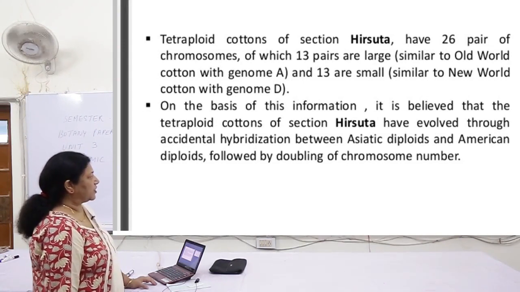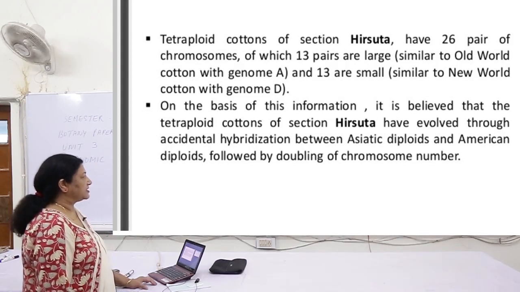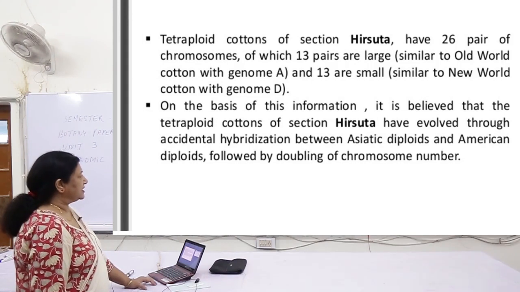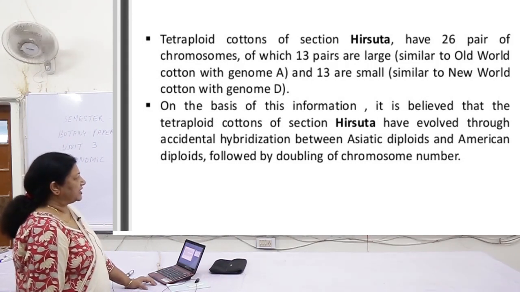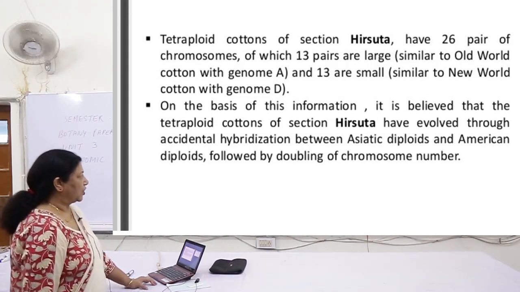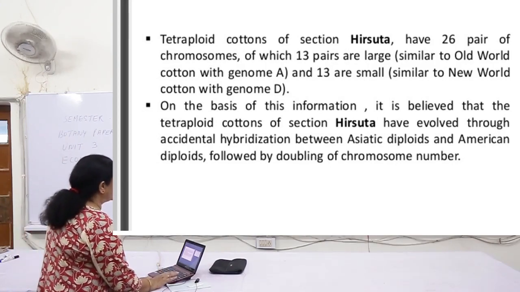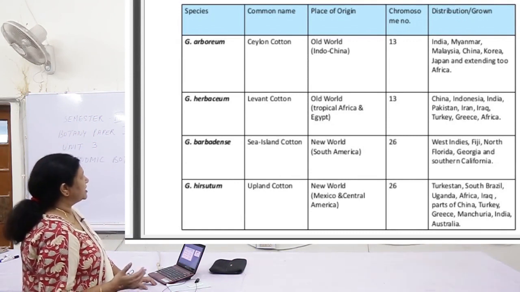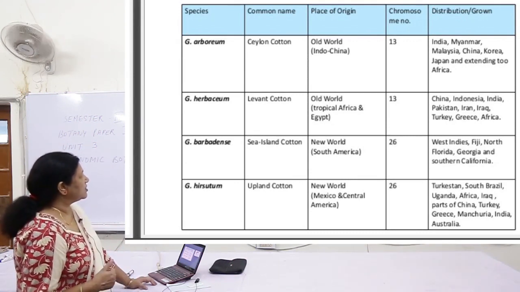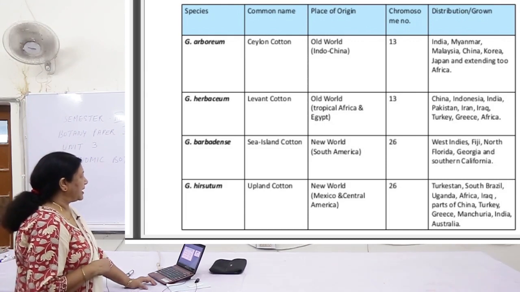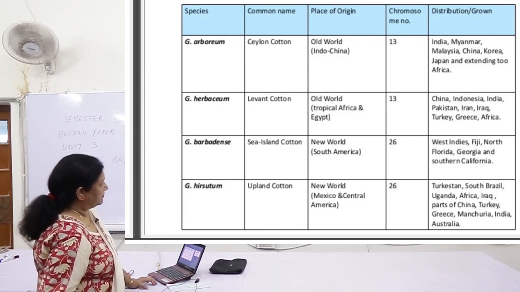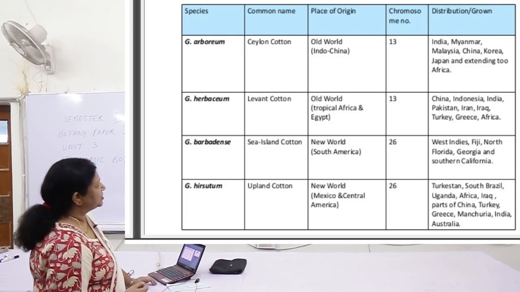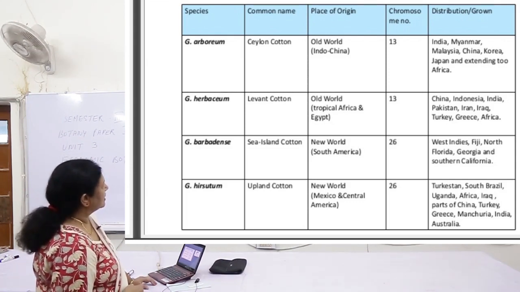On the basis of this information, it is believed that the tetraploid cottons of section Hirsuta have evolved through accidental hybridization between Asiatic diploids and American diploids, followed by the doubling of chromosome number. Now here there are certain species, again a chart: Gossypium arboreum, Gossypium herbaceum, Gossypium barbadense and Gossypium hirsutum, found in different places with their chromosome number, place of origin and distribution.